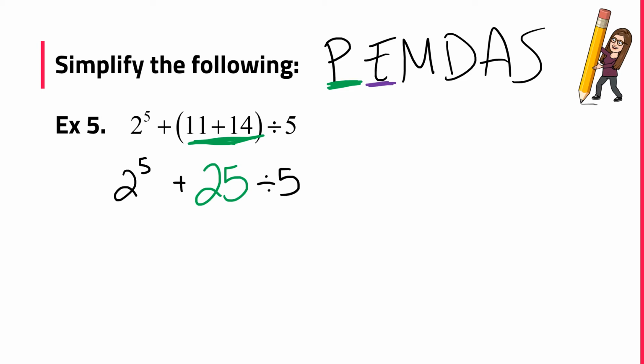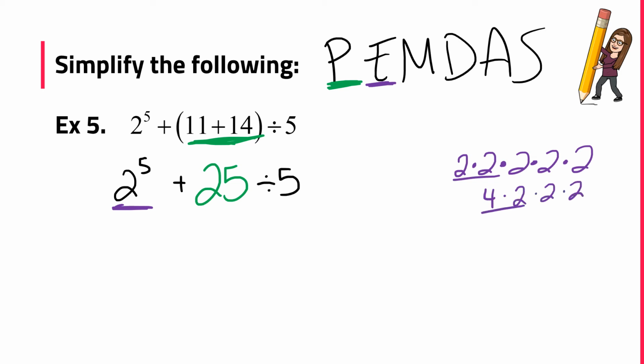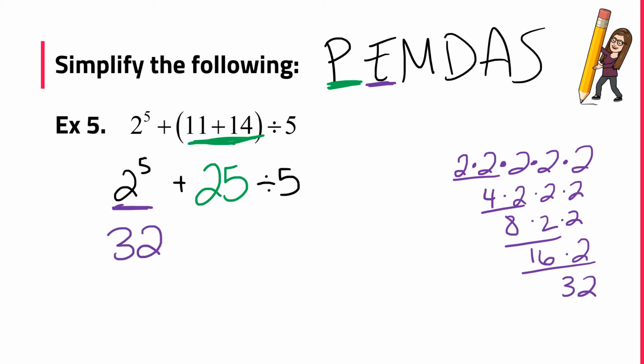E. Do I have any exponents? Yes, I do. 2 to the 5th. I'm going to do a little side work here if you have some space. That means I have 2 5 times. So I'm going to multiply that out. We've got 4. See how I'm doing this? 8, 16, 32. So 2 to the 5th is 32.